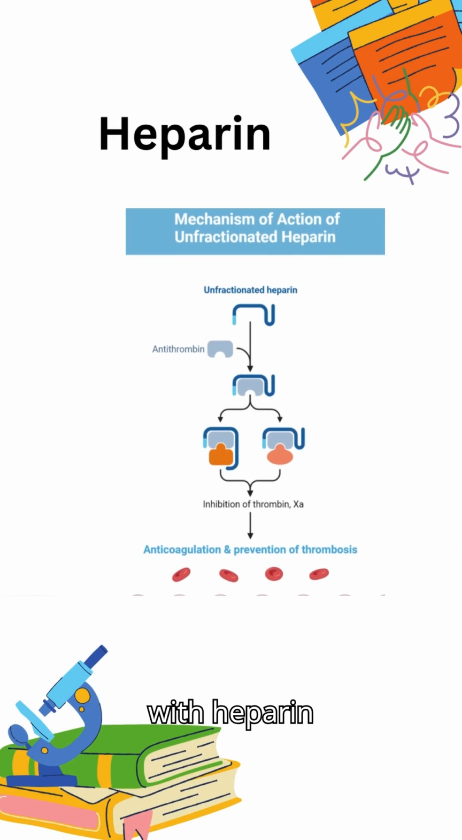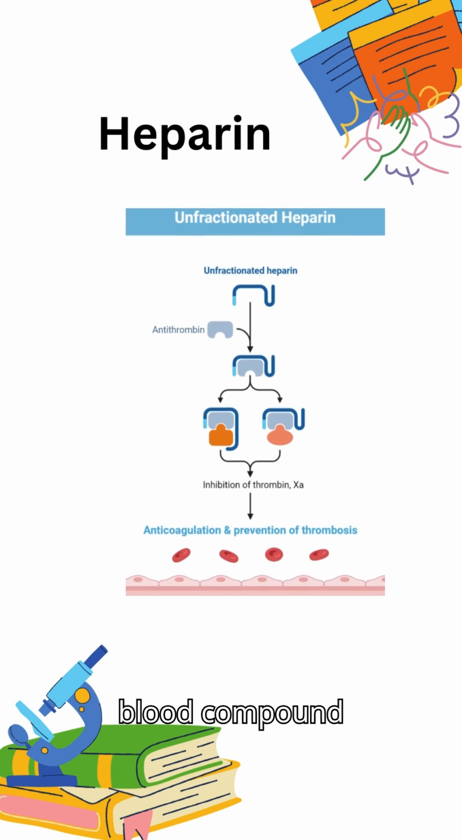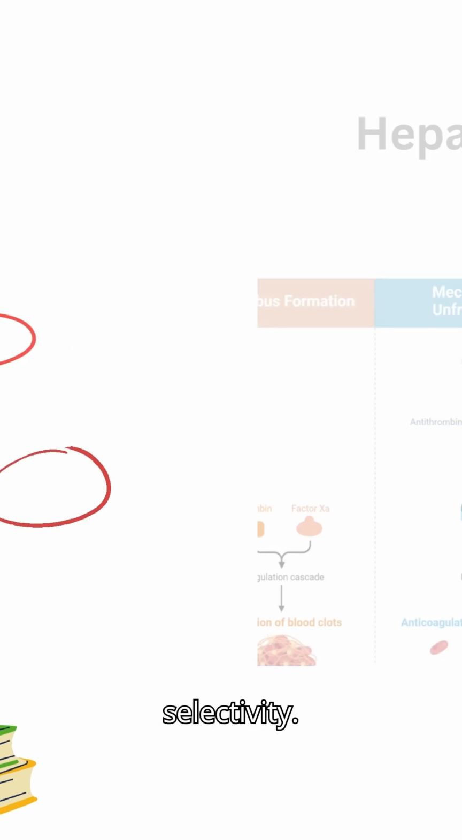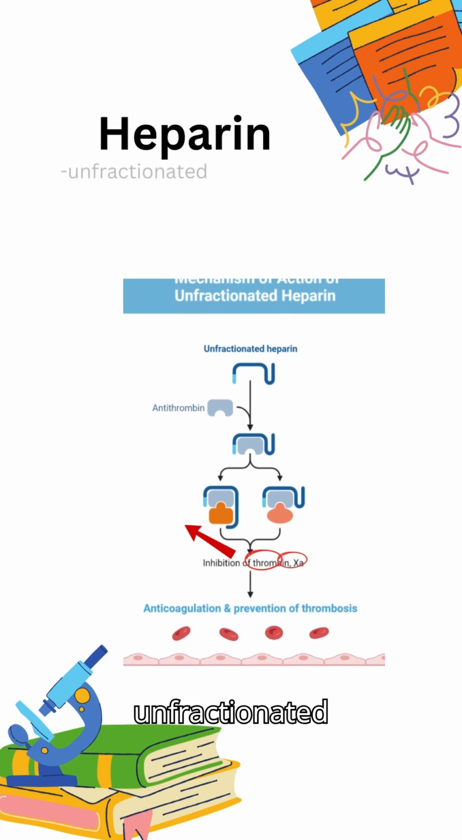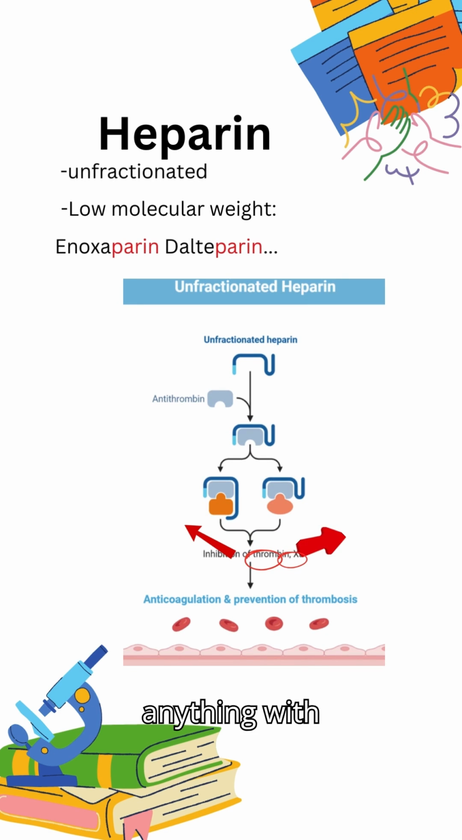Now we will begin with heparin and related drugs. These drugs mainly act by binding to a naturally occurring blood compound called antithrombin 3, that in turn inhibits factor 2 (thrombin) and factor 10, but with different selectivity. Heparins are of two types, the unfractionated and the low molecular weight, such as enoxaparin, dalteparin, anything with the "parin" suffix. The unfractionated mainly acts more on thrombin, while the low molecular weight acts more on factor 10.